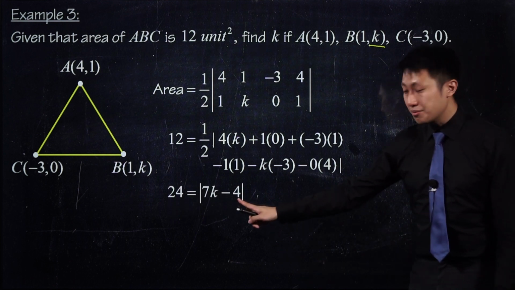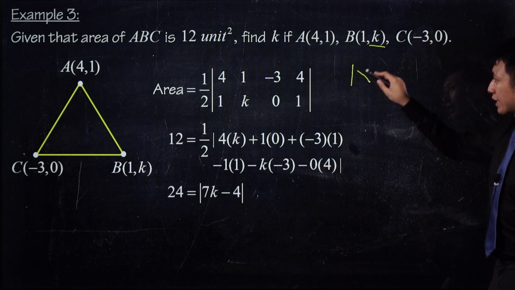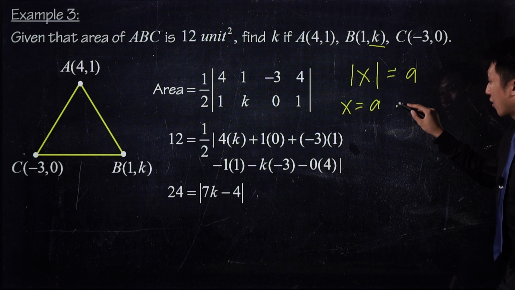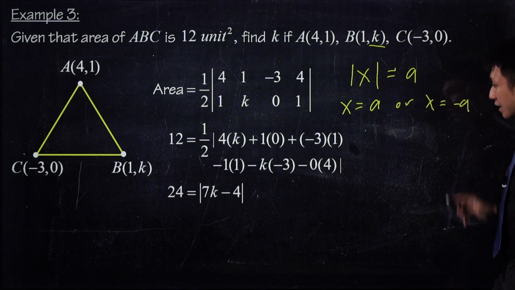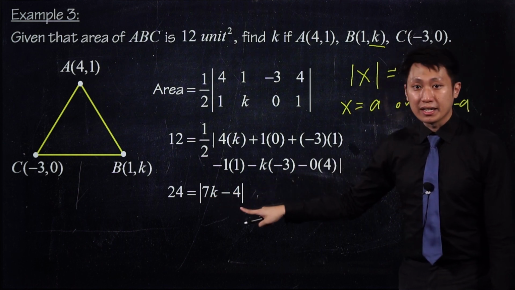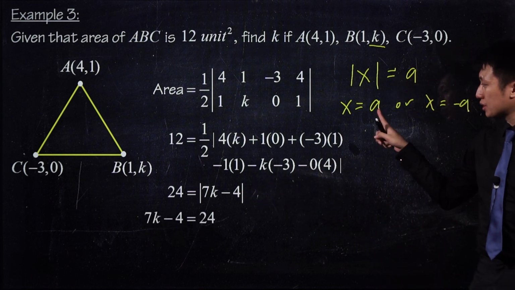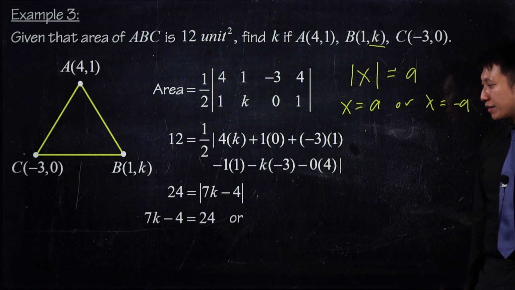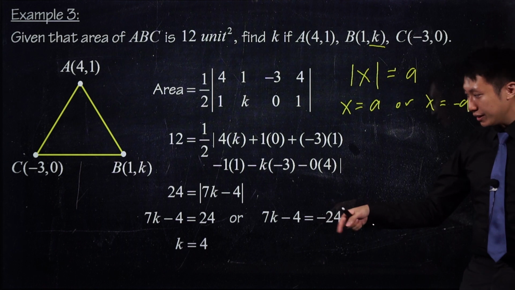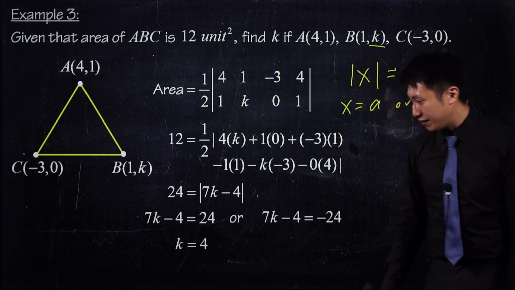So now, do you still remember how to solve for this? You should know, right? Modulus of x is equals to a, then x is equals to a, or x is equals to negative a. So now your x for this case will be 7k minus 4. So now you have 7k minus 4 is equals to positive 24, or 7k minus 4 is equals to negative 24. Then you solve for it. You move it over, it's 20. You move it over, it's 20 divided by 7.